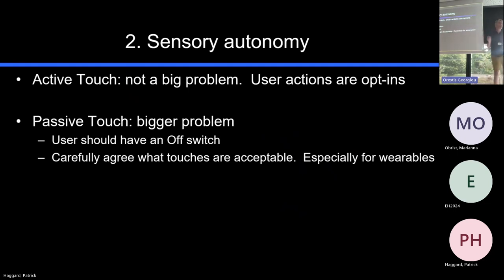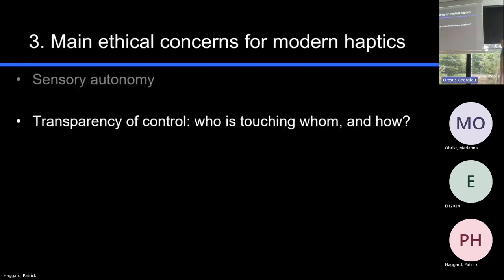So the user needs to know, for example, when they put on a watch or a vest, what kind of stimuli they are ceding their autonomy to somebody else for. Okay, do you agree to accept these kinds of touches? And that's particularly important for haptic interfaces, which you can't easily remove.